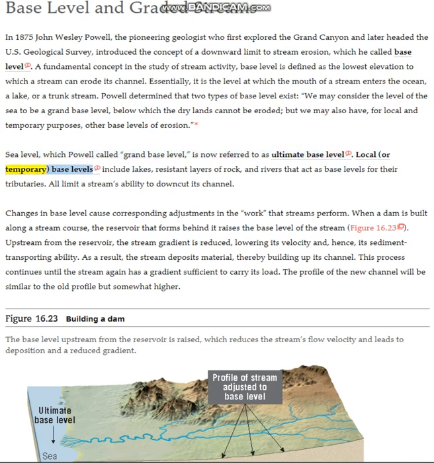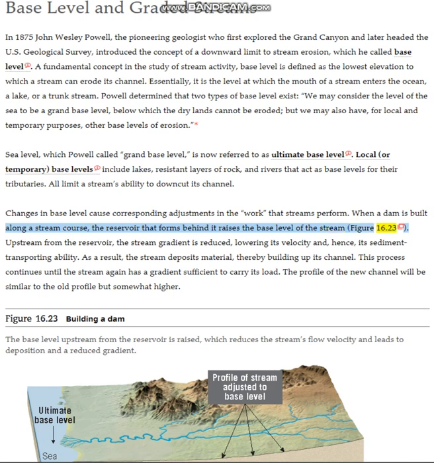Local, or temporary, base levels include lakes, resistant layers of rock, and rivers that act as base levels for their tributaries. All limit a stream's ability to downcut its channel. Changes in base level cause corresponding adjustments in the work that streams perform. When a dam is built along a stream course, the reservoir that forms behind it raises the base level of the stream, figure 16.23.